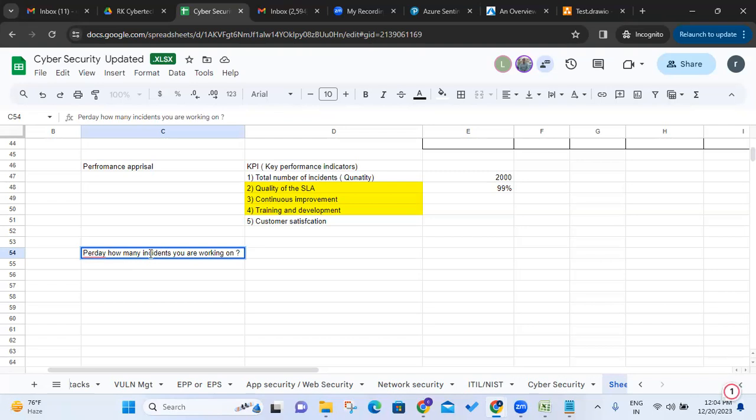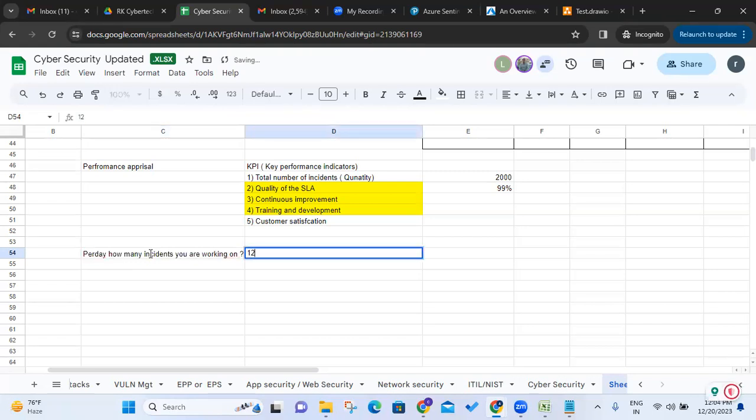Nothing about how many incident investigations you are doing. You can say 12 to 15 false positives, 2 or 3 true positives. Don't give more than that.